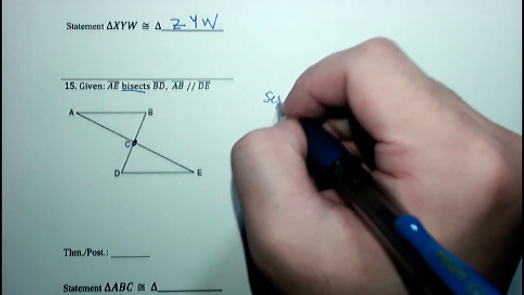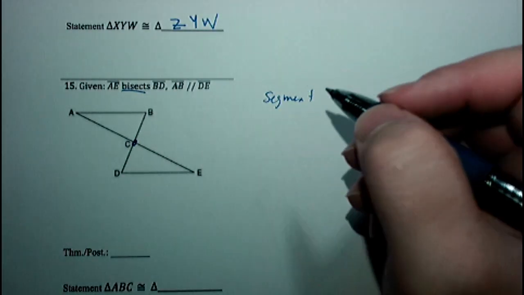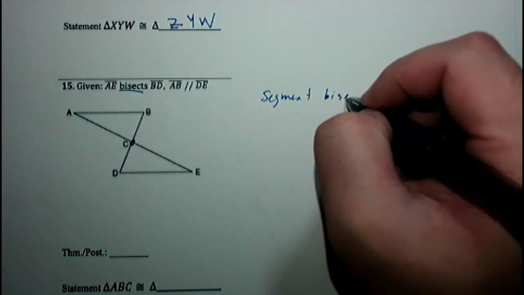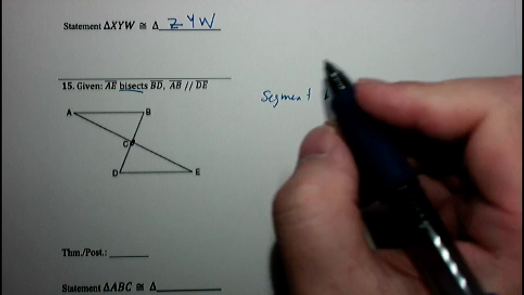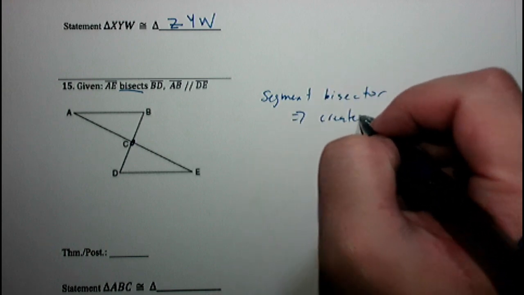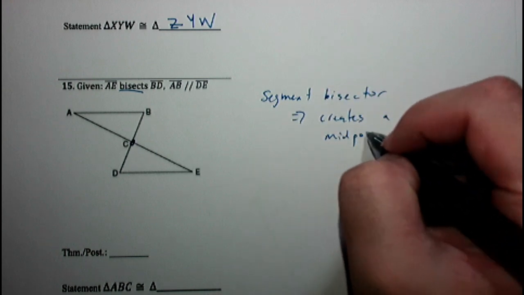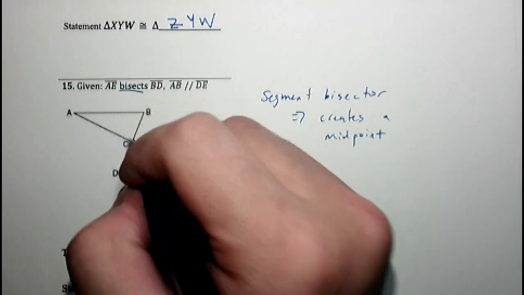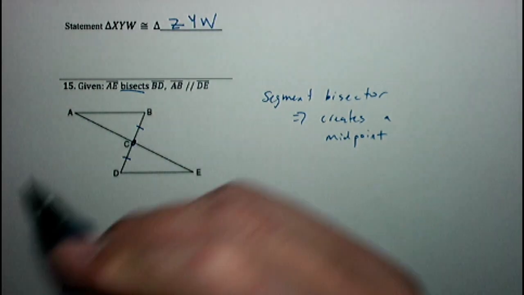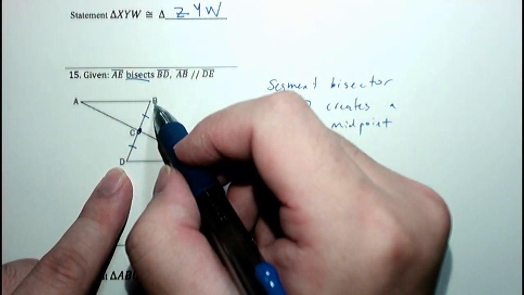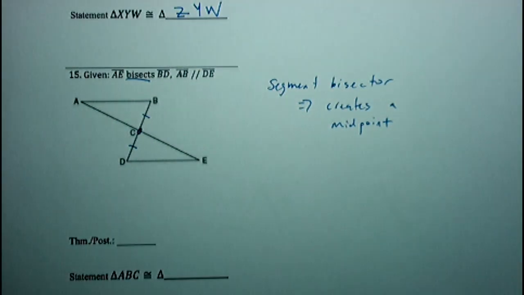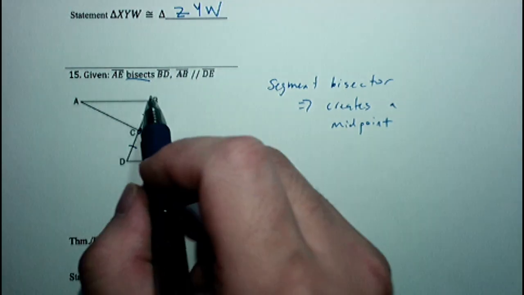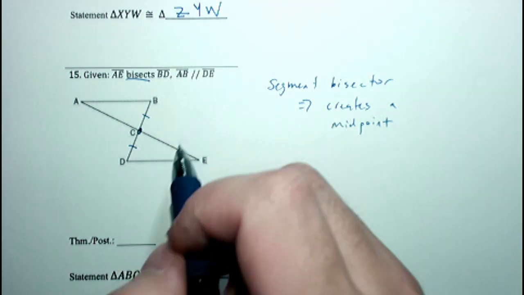This is what we call a segment bisector. If an object bisects a segment, then that object in particular is what we call a segment bisector. And when you have a segment bisector, it creates a midpoint. And when you have a midpoint, it's going to split this segment, in particular line segment BD, into two congruent parts. And notice that line segment AB is parallel to line segment DE.